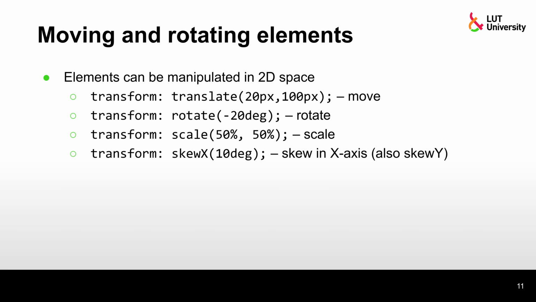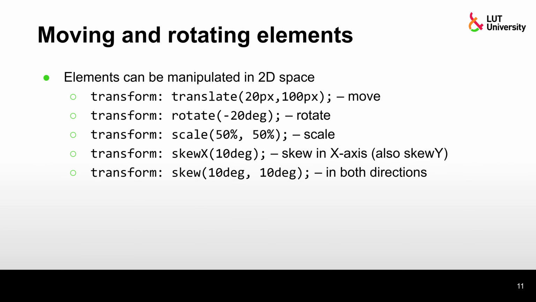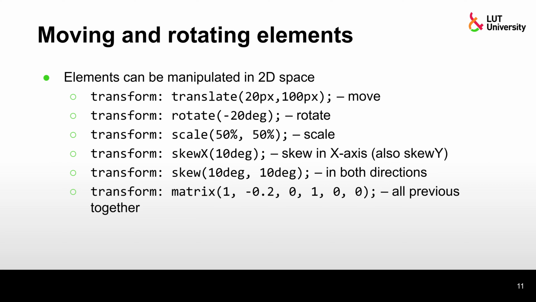Then we can skew it in the x-axis. We can skew it also in the y-axis if we want. Transform skew uses both directions. Then there is this matrix, which uses all these previous ones together, and this is not that easy. Easy one command, so we are using just numerical values there.